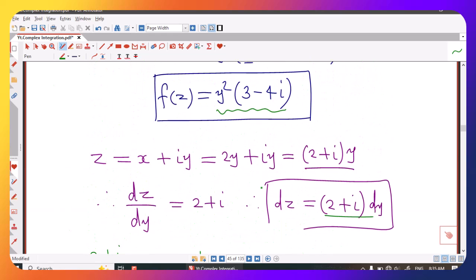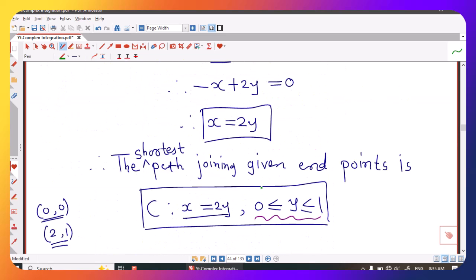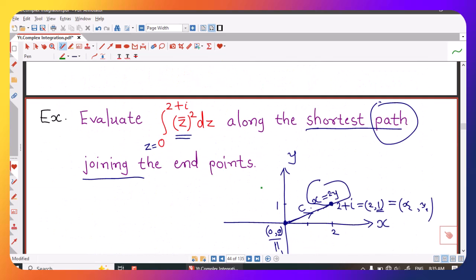So this is also a routine problem. The new thing is, here they have not given the curve or contour along which we have to integrate, but they have given that we have to integrate along the shortest path joining the end points of the integral, z equal to 0 and z equal to 2 plus i. So remember that if we have any 2 points in the xy plane, then the shortest path joining those 2 points is always a straight line.